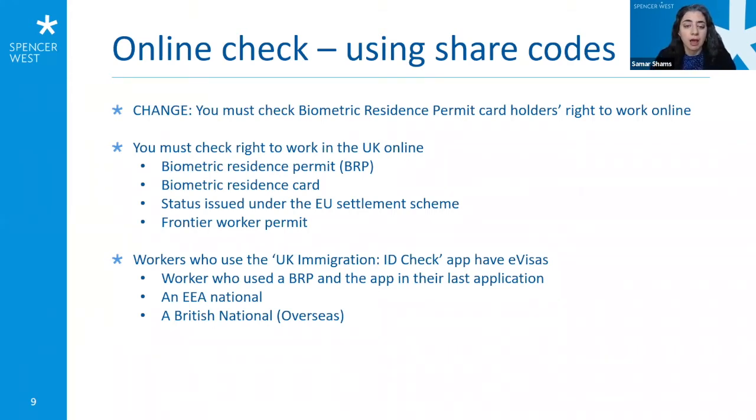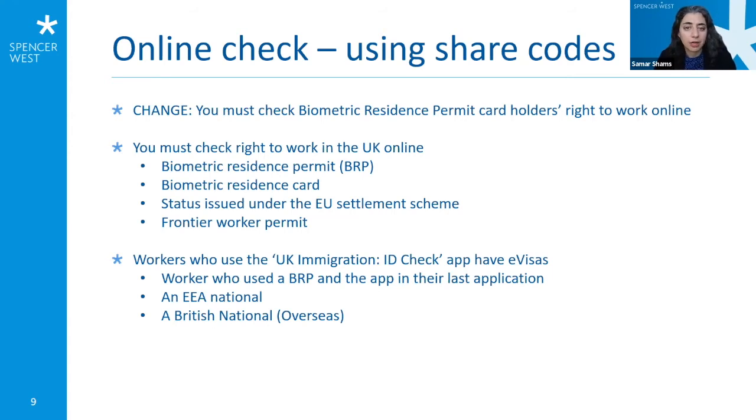So the major change that happened on 6th of April is that for BRP card holders, as well as biometric residence card holders, you must use the online share code system. Also, for those issued status under the EU settlement scheme, they're only going to have digital status, and so you have to check them using the share code system. Frontier worker permits as well. They might have a card or they might not, but you have to check them using the share code system, okay? I've gotten a question in the chat about ID service providers. We'll get to that later, if that's okay. So just hold on to your thoughts there, and we can address that later in the session, if that's all right.